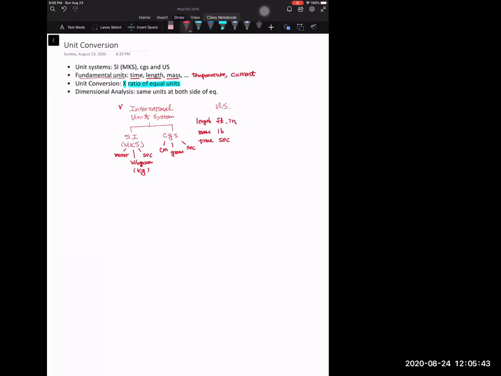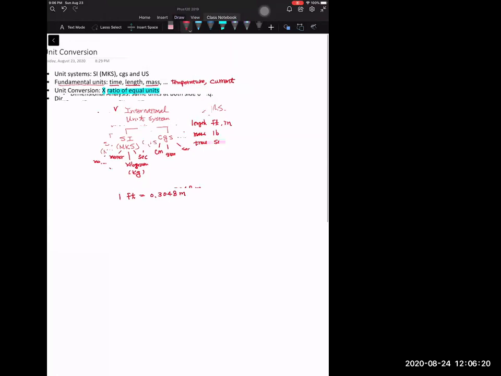Okay, for example, sometimes if we give you an exam, we are going to give you a table of the units so you can do the unit conversion. So 1 feet, if you look at the table, it will tell you 1 feet is equal to 0.3048 meter. Okay, so that means if you have 1 feet, that's equivalent to this amount of meter.